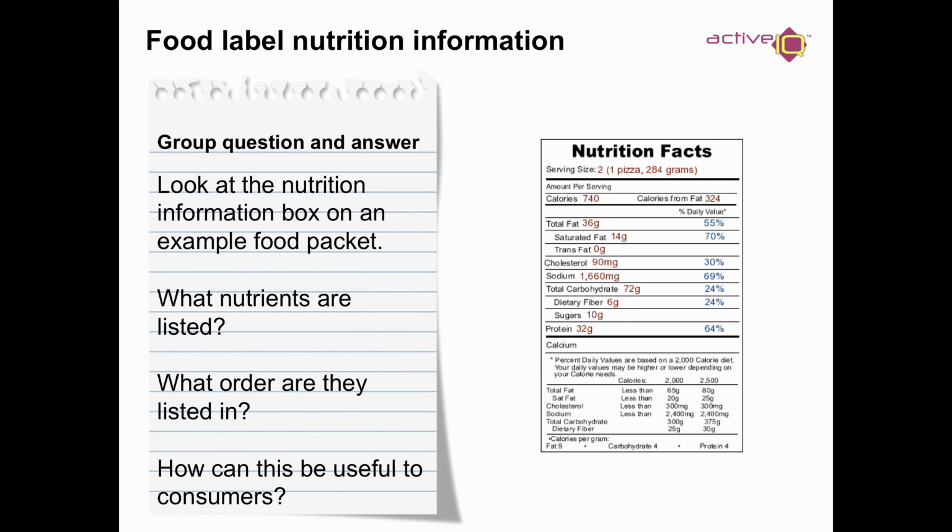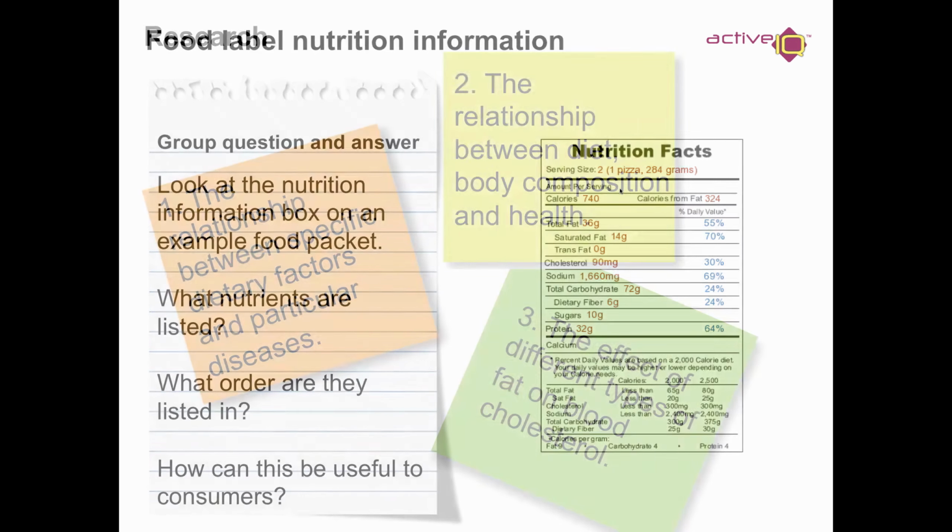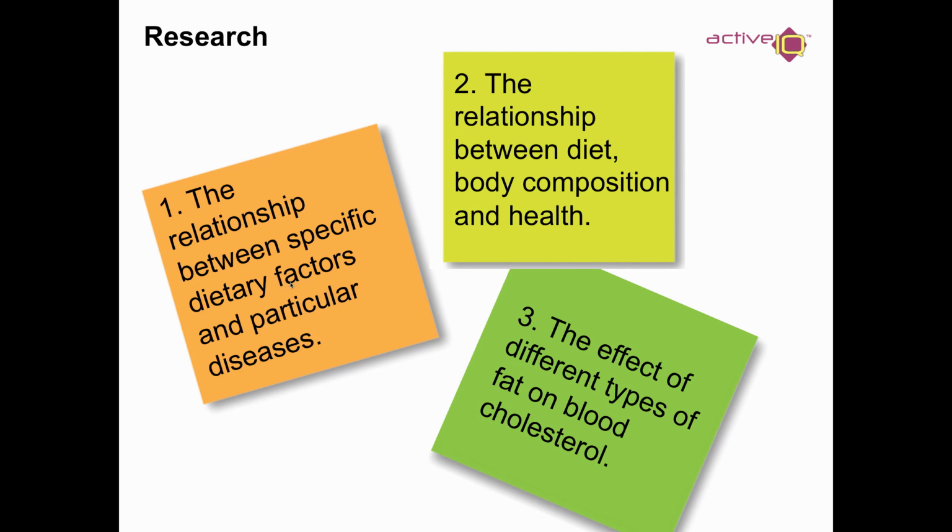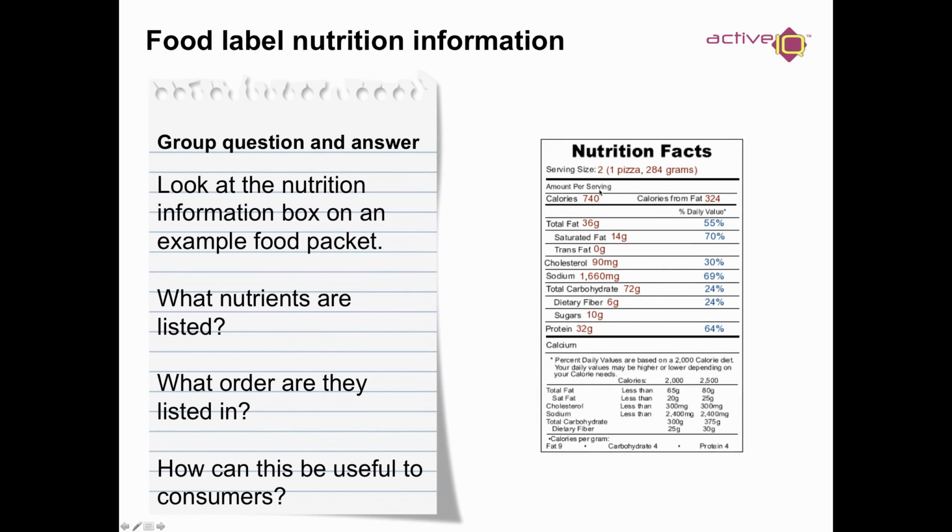But what I want to point out first of all, it says serving size 2, 1 pizza, 284 grams. So what you've got to look at first of all is, if you're going to eat the whole pizza, you're going to need to double all of the amounts on this label. Because the amounts are per serving. They're not for the whole pizza. So if you eat the whole pizza, you're going to have to double all of this.